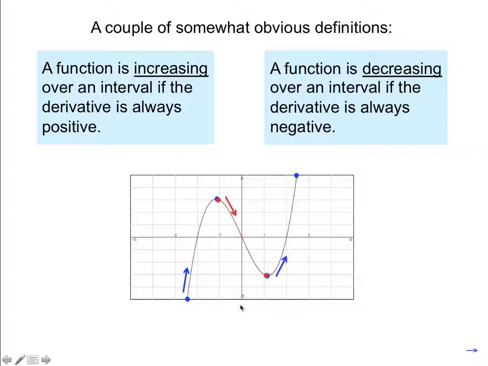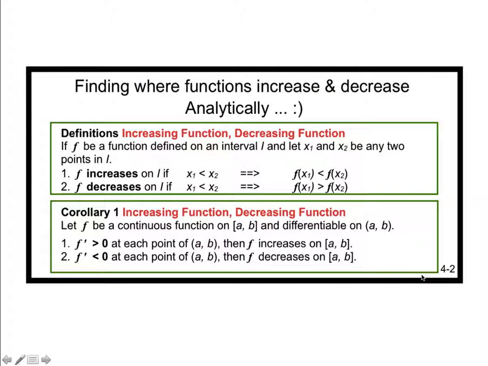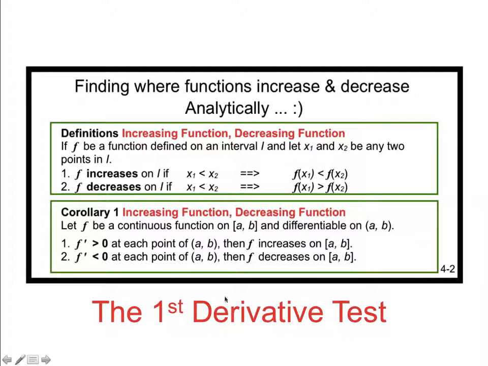So the nice thing is we don't really need a picture of the function itself. We just need to know whether the derivative is positive or negative to see if the function is increasing or decreasing. So we call this the first derivative test. Basically, the first derivative test is saying if the derivative is positive, then the function is increasing. And if the derivative is negative, then the function is decreasing. So that's kind of what it's saying.